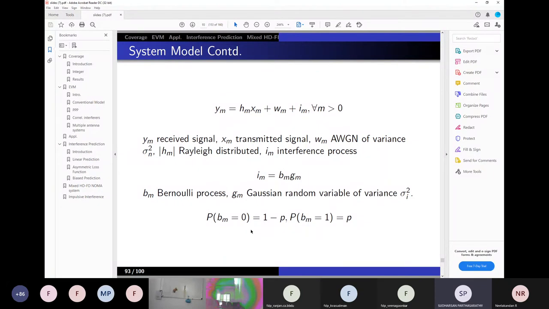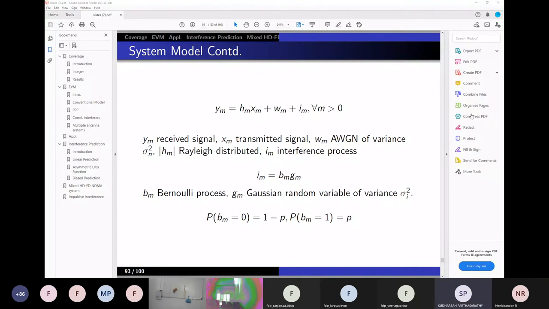Well, Bm is the Bernoulli process and Gm is the Gaussian random variable of variance sigma squared. So I told you that the interference is a Bernoulli-Gaussian model, right? So Im can be written as Bm into Gm. The probability that Bm equals 0 is 1 minus p. The probability that Bm equals 1 is p.